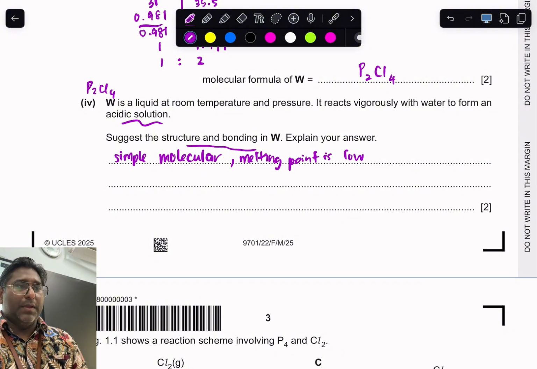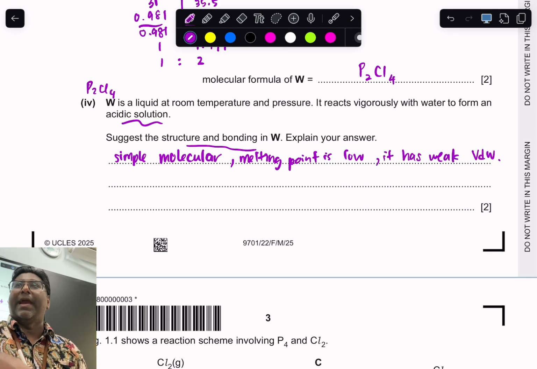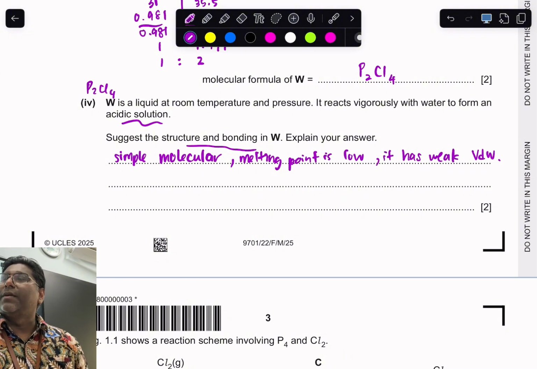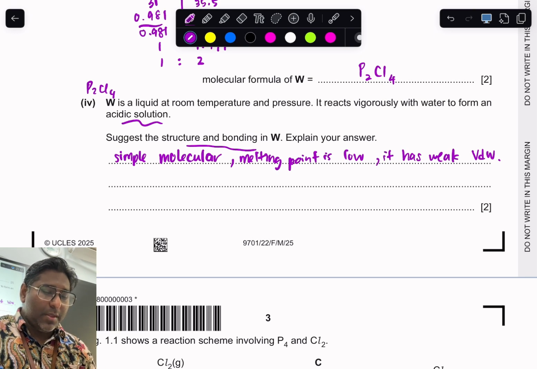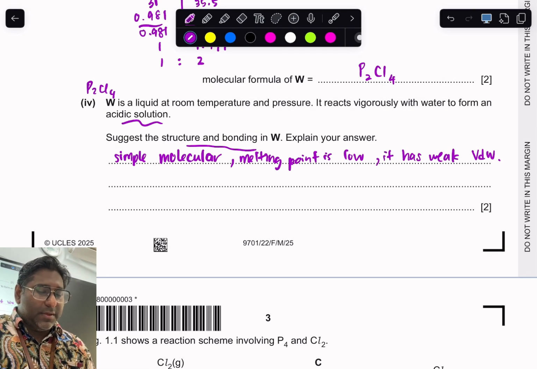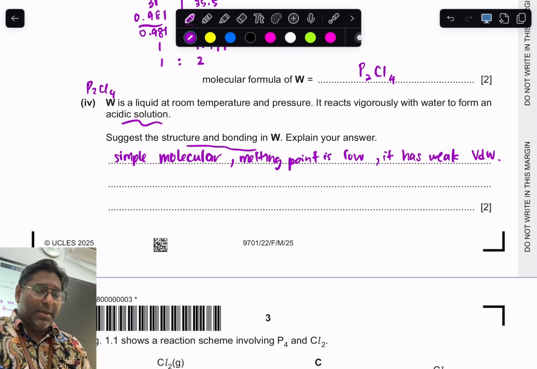Now, in terms of bonding, because they react vigorously to form acidic solution, it means that they become hydrolyzed. Basically, they are reacting with water. Hydrolyzed means broken because of water. Because of that, the bond must be a weaker bond, so it should be a covalent bond. So in this case, this is a covalent bond, because it can be hydrolyzed to form acidic solution.